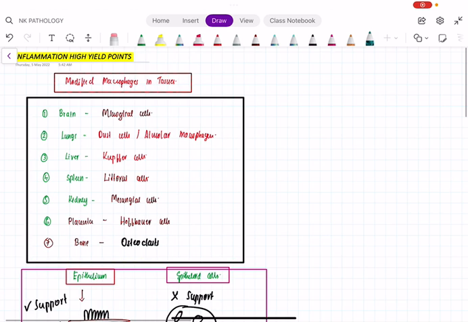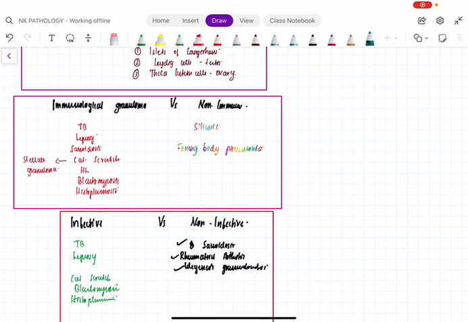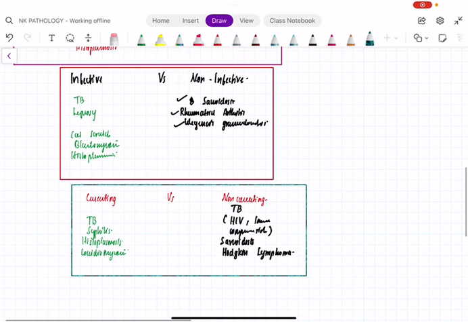So far we have discussed the modified macrophages, epithelium versus epithelioid cell, immunological versus non-immunological granuloma, infective versus non-infective granuloma, caseating versus non-caseating granuloma. Fine? So with this, I am ending this very small session on some of the high-yield topics. You will get multiple MCQ questions from these modified macrophages and different types of granuloma. They will ask which of the following is infective, which is non-caseating, which is non-immunological. Types of granuloma. Fine? Thank you.